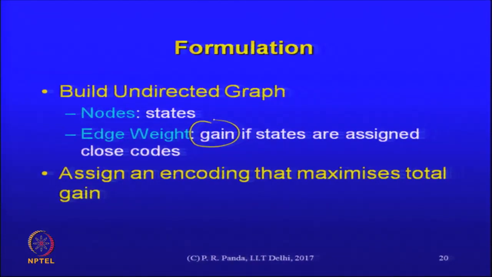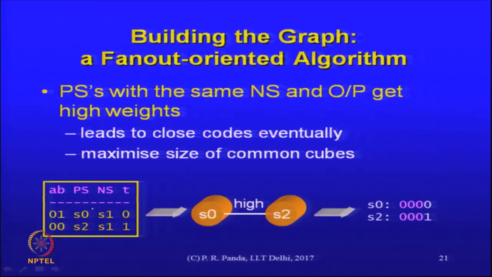And at the end, after the graph is formed, in a second stage you assign the encoding that maximizes the total gain. So, there are two parts in the formulation. First is building that graph itself, and the second is, once you have the graph, solving that graph in terms of an encoding that would maximize a cost function in some way, and that cost function here is the total gain for all the encodings together. Okay, so let us look at the building of that graph itself.